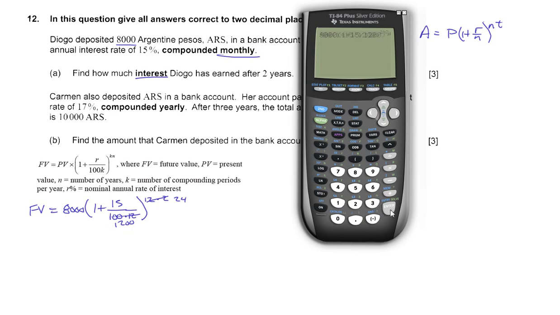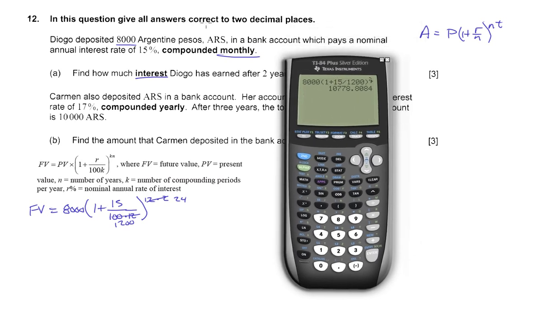Close our parentheses and take it to the 24th power. And that gives us that the end amount is 10,778 dollars here. In this question, give all answers correct to 2 decimal places. So that's going to be 10778.81.